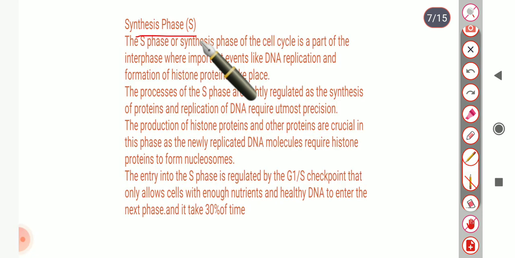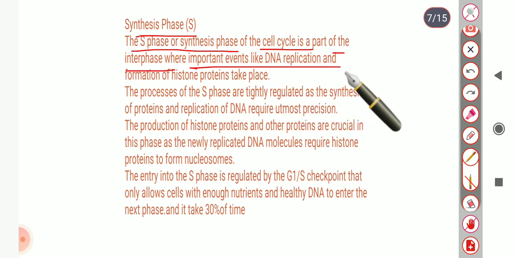Next is the synthesis phase. The S phase or synthesis phase of the cell cycle is a part of interphase where the important events of DNA replication and formation of histone proteins take place. As the name suggests, in S phase, the synthesis of all important materials occurs. In this process, DNA and histone proteins are synthesized, and DNA replication takes place.